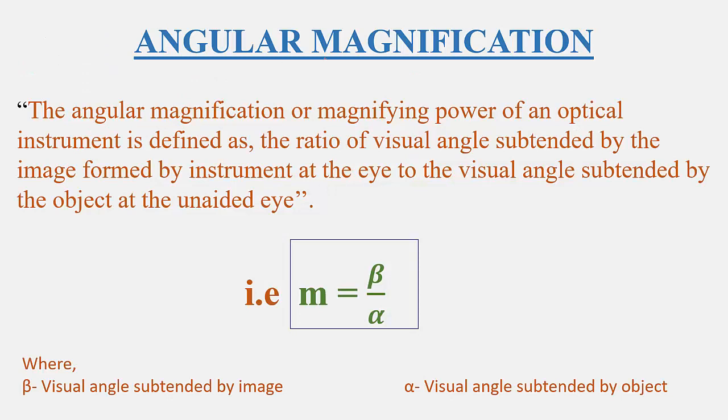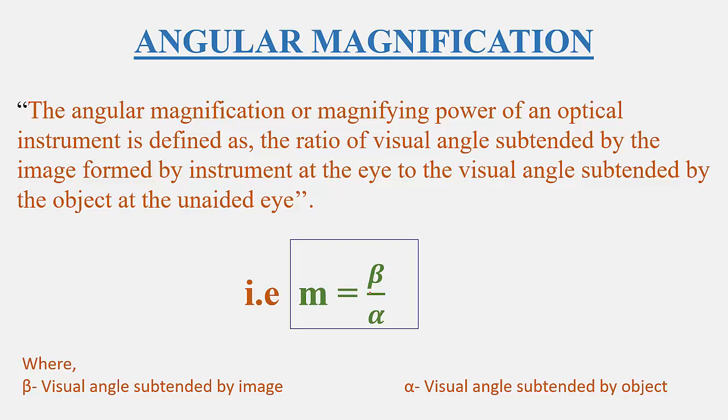So how to define angular magnification? The angular magnification, also called the magnifying power of an optical instrument, is defined as the ratio of the visual angle subtended by the image formed by the instrument at the eye to the visual angle subtended by the object at the unaided eye, meaning without using the instrument, the naked eye. That is m equal to beta divided by alpha.